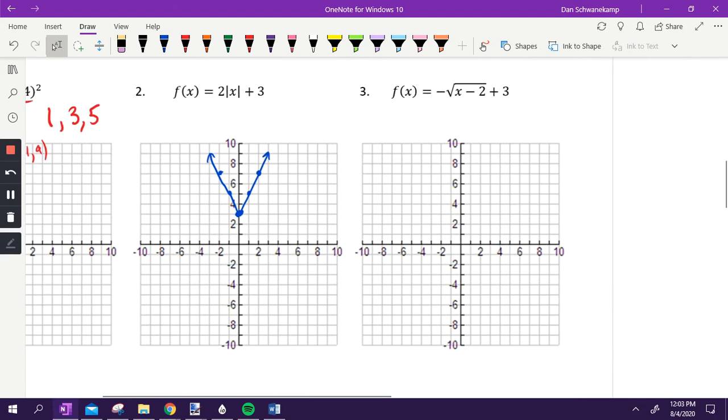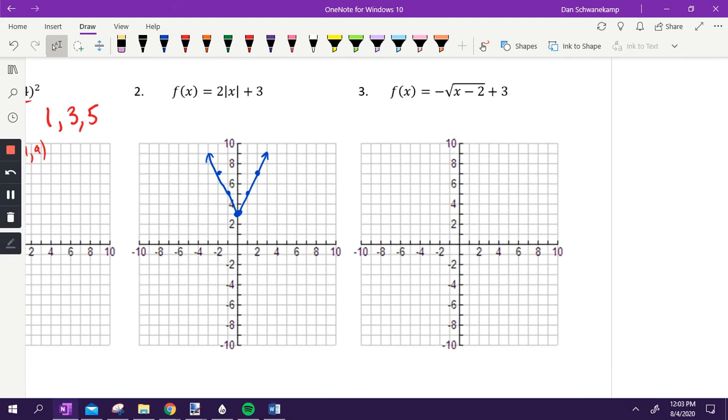Number 3 says negative square root x minus 2 plus 3. Show me with your arms. If it just said square root, what's that shape going to look like? If it just said square root, it's this shape right here. That's a square root. But it's negative. Show me with your arm. What does a negative do to your graph? It's a vertical flip. So instead of being up like this, it's not a teapot anymore. Now it's a water slide. So my shape is going to look like that now.